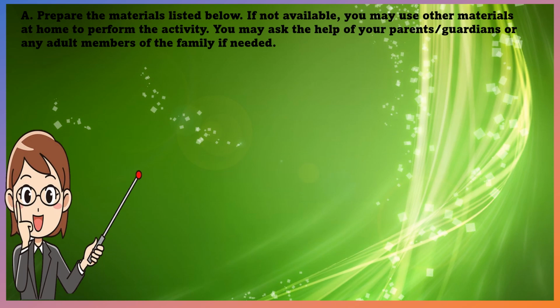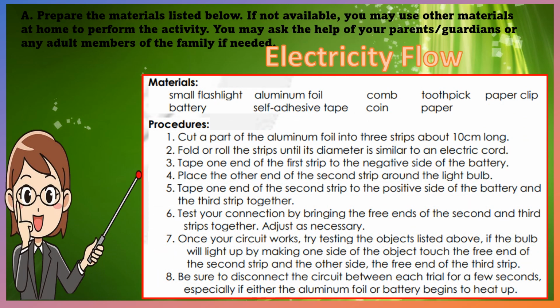For the first activity, prepare the materials listed below. If not available, you may use other materials at home to perform the activity. You may ask the help of your parents or guardians or any adult members of the family if needed. The title of the activity is Electricity Flow. And here are the materials needed. We have small flashlight, battery, aluminum foil, self-adhesive tape, comb, coin, toothpick, paper, and paper clip.